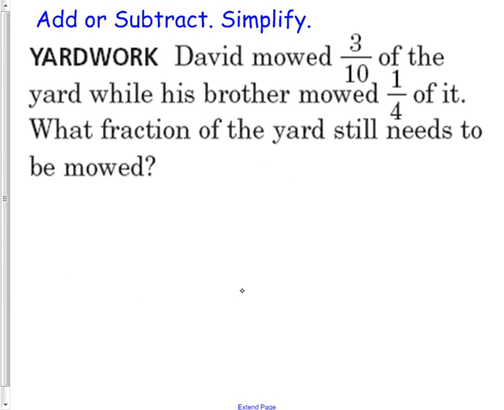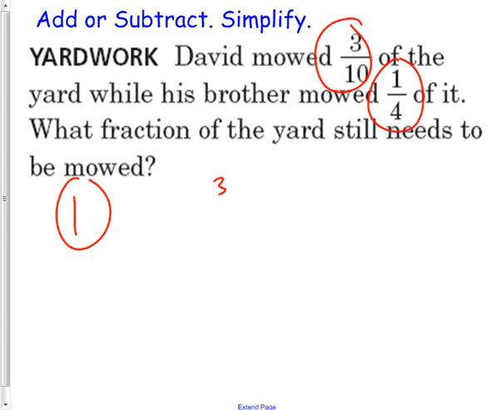Okay, so David mowed 3/10 of the yard while his brother mowed 1/4 of it. What fraction of the yard still needs to be mowed? All right, so we have a 2-step problem here. So we have to have 3/10 of it mowed and 1/4 of it mowed. Well, if the whole yard was mowed, that would be a whole yard. That's 1. So we have to add these two fractions and then subtract it from the whole yard.